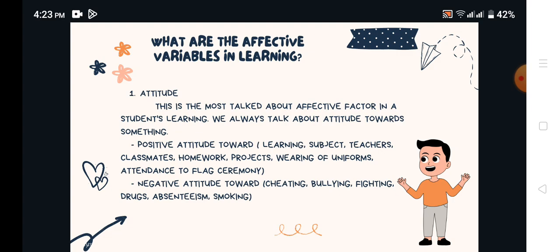So in teaching, we desired for the students to foster positive attitude towards learning, subject, teachers, classmates, homework, projects, wearing of uniforms, and attendance to flag ceremony. And on the other hand, we want students to have a negative attitude toward cheating, bullying, fighting, drugs, absenteeism, and smoking.